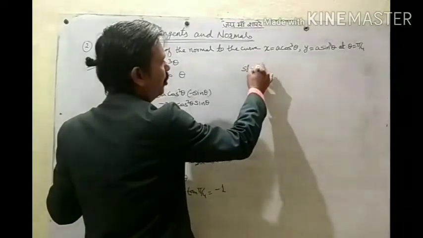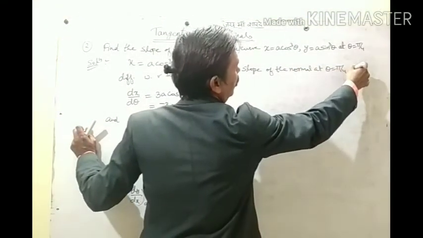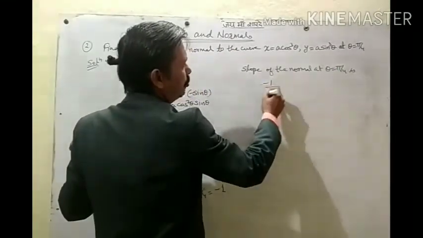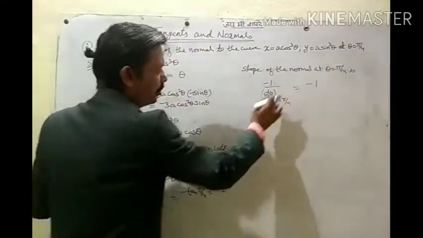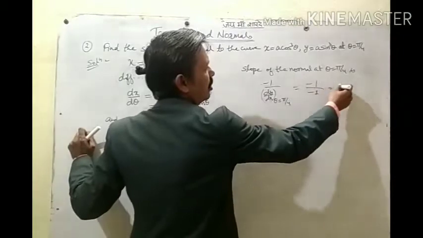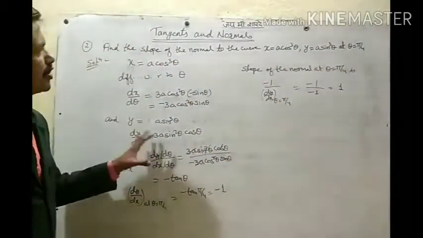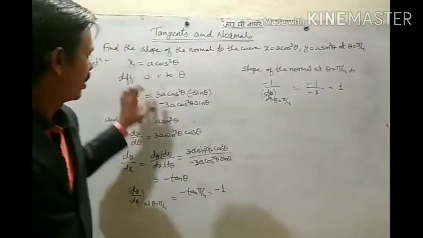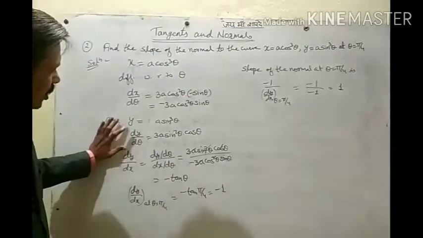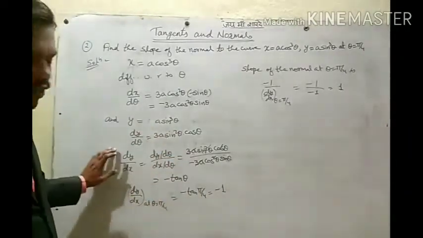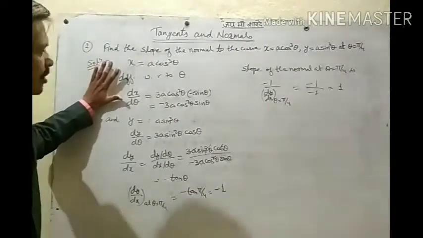So what is slope of the normal at theta equal to pi by 4? It will be minus 1 upon dy by dx at theta equal to pi by 4, which is minus 1, so we have minus 1 upon minus 1, that is 1. So slope of the normal at theta equal to pi by 4 is 1. Okay? So if parametric forms are given, then we have to find dy by dx first. How to find this? The process: find derivative of x and derivative of y with respect to the third variable, that is the parameter. Then divide derivative of y by derivative of x. That will give you dy by dx. Okay? Then put whatever point is given, that will give you slope of the normal or slope of the tangent.